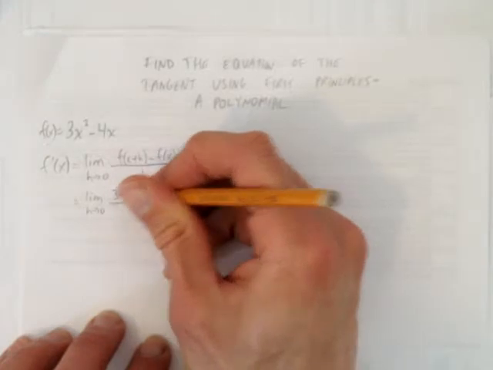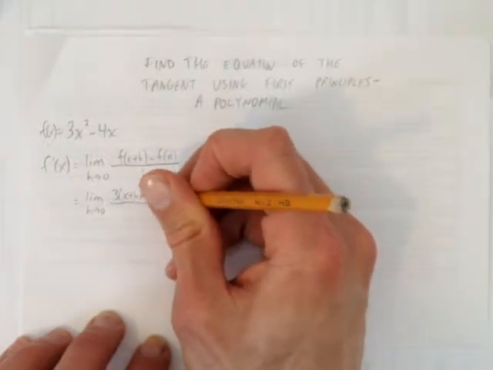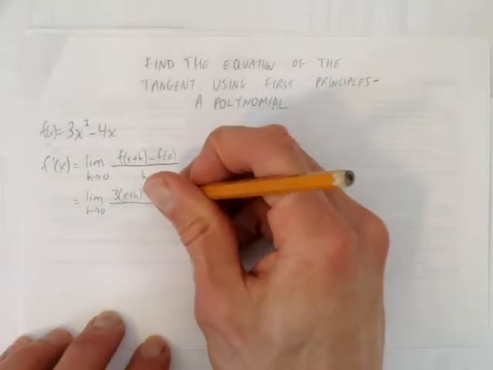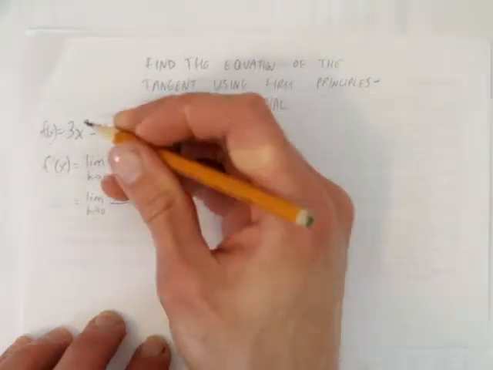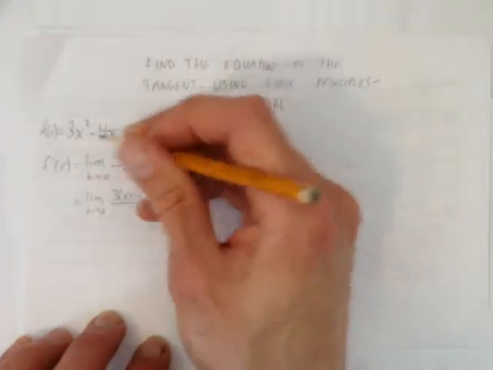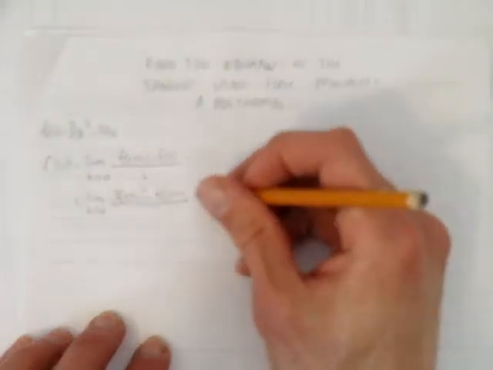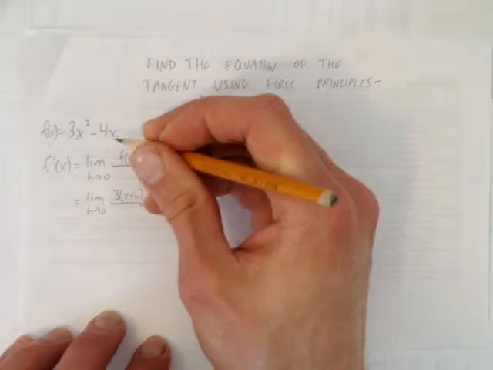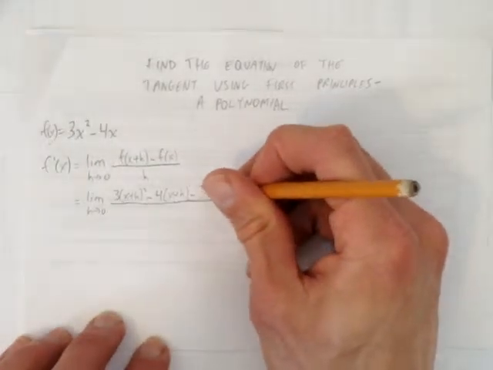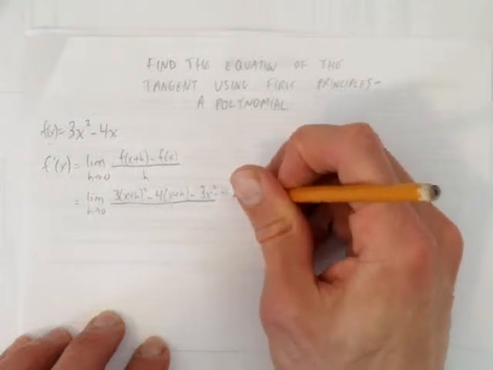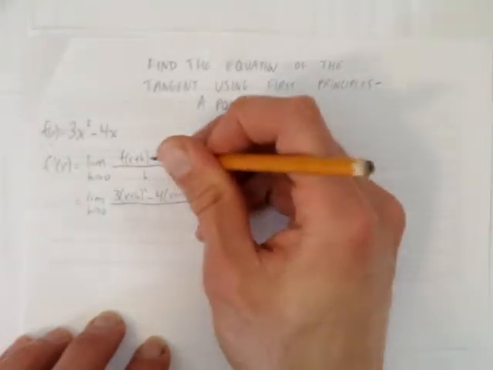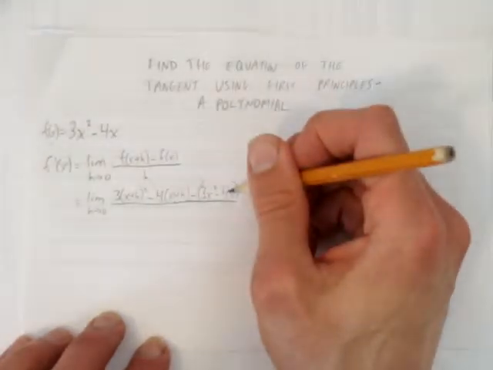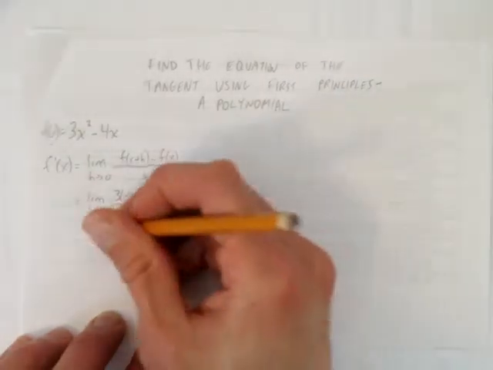You get 3(x plus h) squared minus 4(x plus h). That's just me subbing into these x's with the x plus h. And now minus f at x. What's f at x? Sub x into there. You get the same thing back: minus (3x squared minus 4x). Now careful, make sure to put this whole thing in brackets because we're going to take away all of f at x. And all of that's still over h.